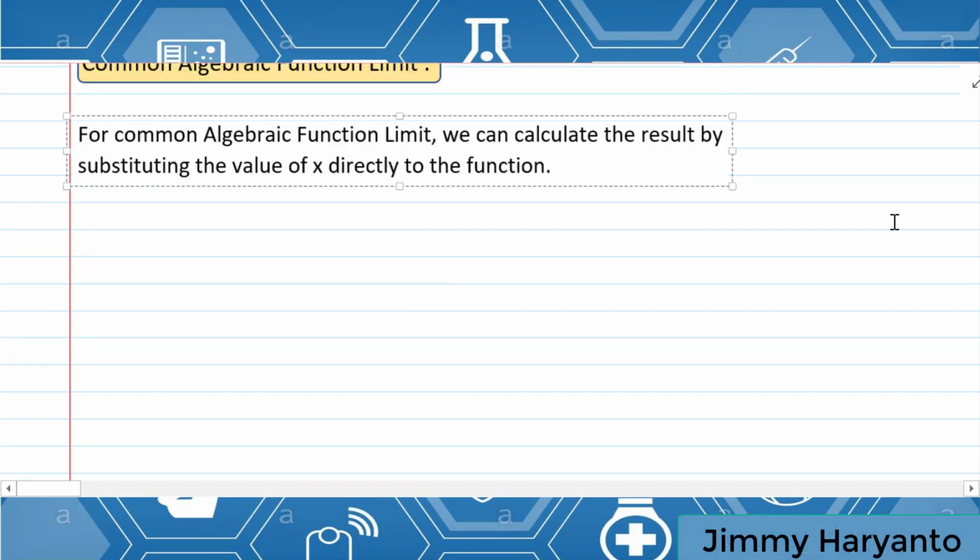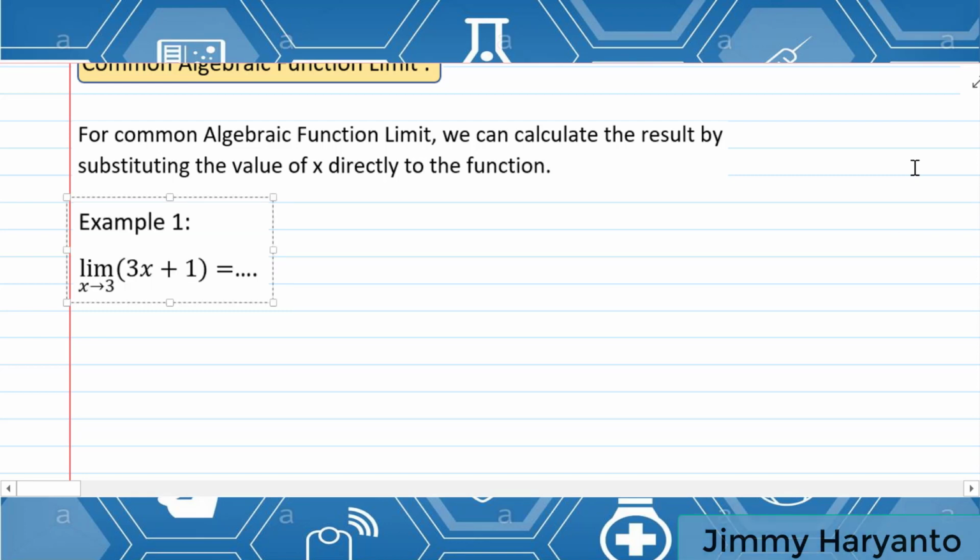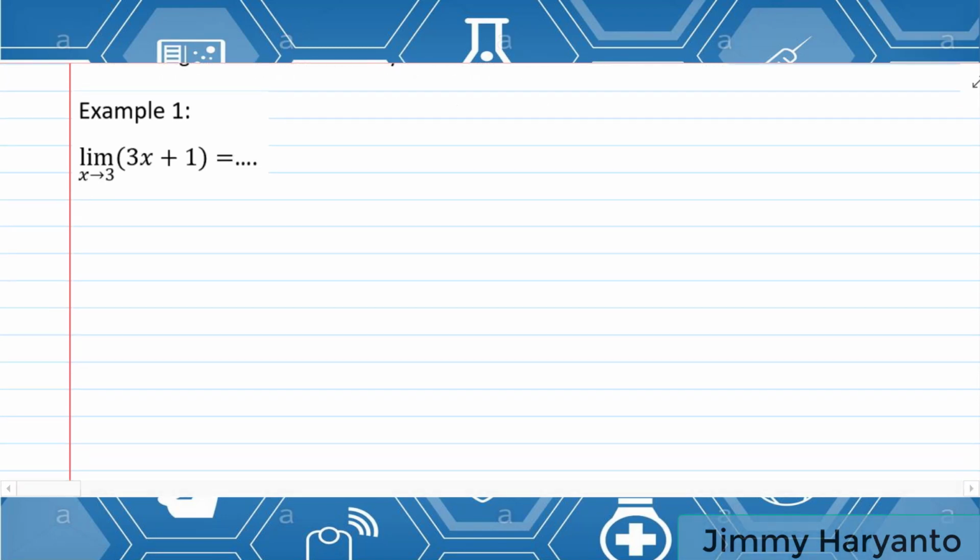A common algebraic function of limit can be calculated using substitution, substituting the value of x directly into the function. Example 1: limit as x approaches 3 of 3x plus 1 can be solved by substituting the value of x. So we substitute this 3 into the x. It will be 3 times 3 plus 1 equals 10. There you go. So the limit will be 10. The value of the function will approach 10.